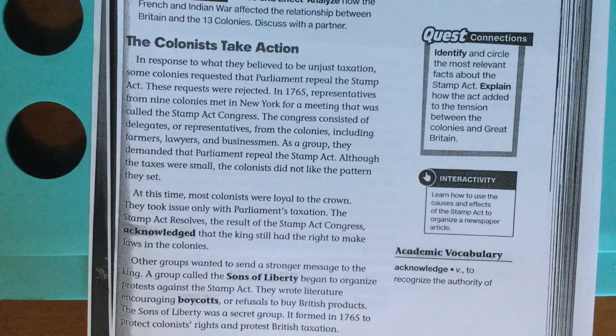Other groups wanted to send a stronger message to the king. A group called the Sons of Liberty began to organize protests against the Stamp Act. They wrote literature encouraging boycotts, or refusals to buy British products. The Sons of Liberty was a secret group. It formed in 1765 to protect colonists' rights and protest the British taxation. So the colonists are starting to not like what's going on. So they decide to kind of take matters into their own hands.